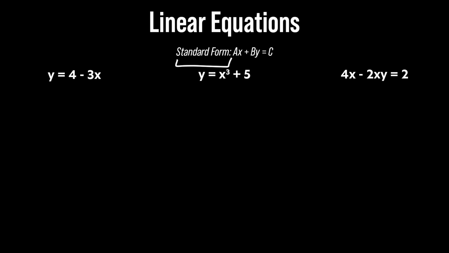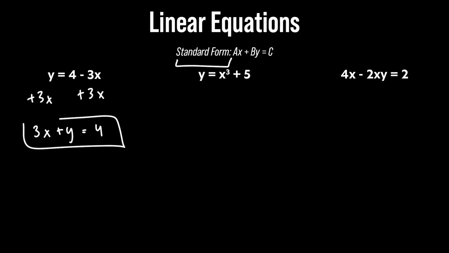So for this first one, if we add 3x to both sides of the equation, we're going to get 3x plus y is equal to 4. And just like that, we have standard form. We have the x term here, followed by the y, and equal to some value of c. Now when solving for standard form, the x term is usually first, followed by the y term.